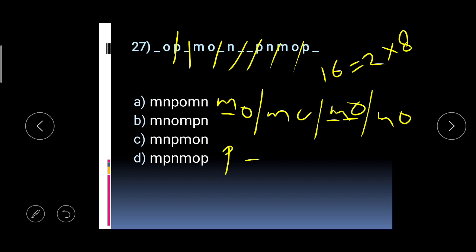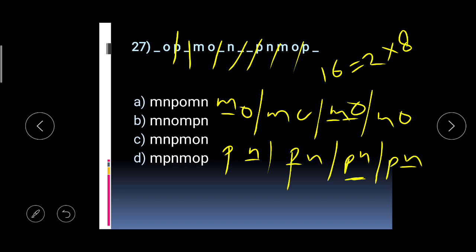Let's try to find the next series as well. P dash, then dash N, then P N, and then P dash. So can we see the pattern? That is P N. So we have to fill P N here, here we have to fill P, and then here I have to fill N. So my answer is what? If I combine it, M N P M O N.